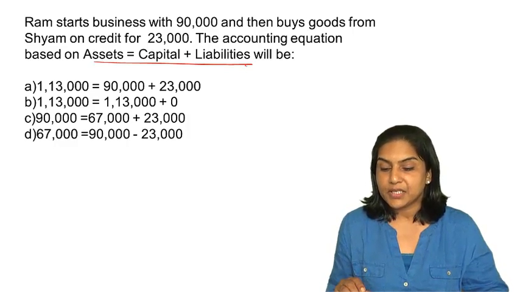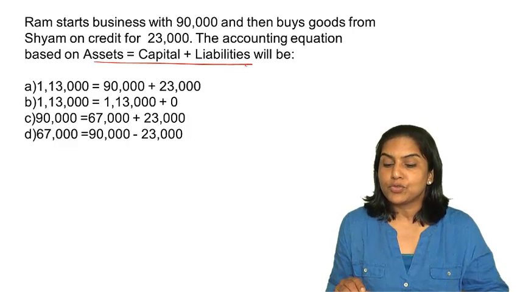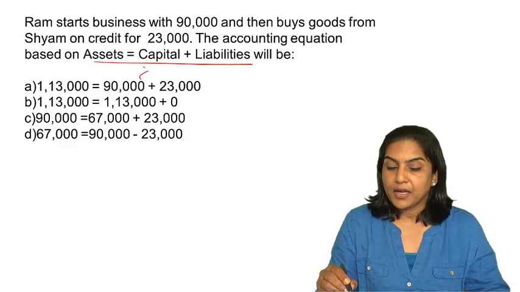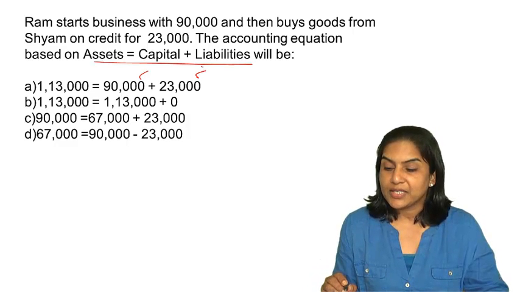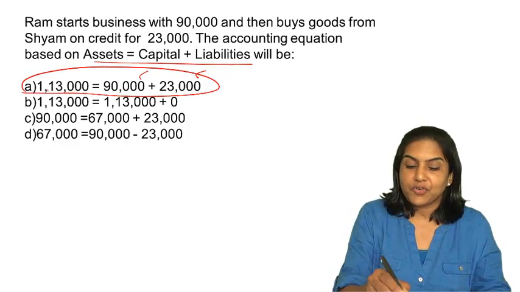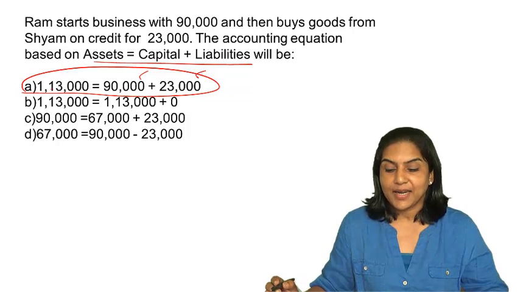Ram starts business with capital of 90,000. He buys goods from Shyam on credit for 23,000. So, what would it be? There is a business of 90,000. There's a capital of 90,000. Creditor Shyam for 23,000. Therefore, the total assets will be cash of 90,000 plus the goods of 23,000. Therefore, looks like the first equation A is correct.